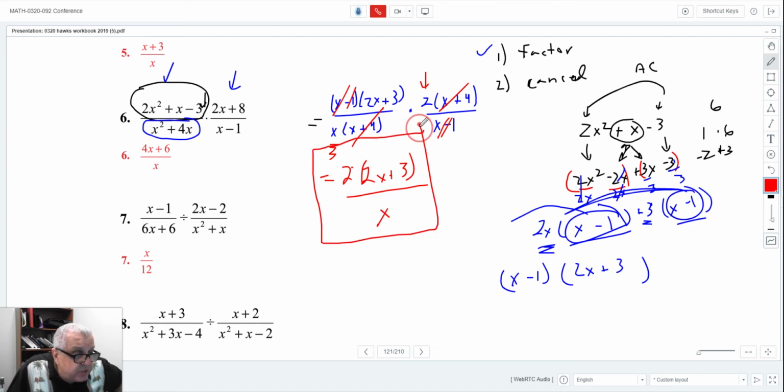So that's all we do. We factor everything, and then we cancel. My answer is 2 times 2x plus 3 over x. Don't multiply it to get back together. Your answer will always be in the factored form.